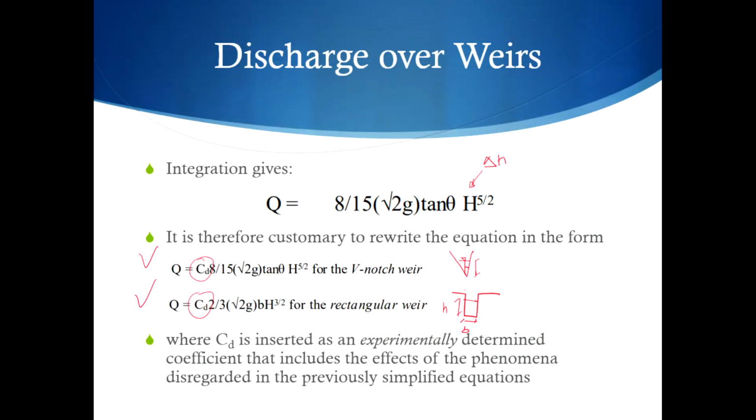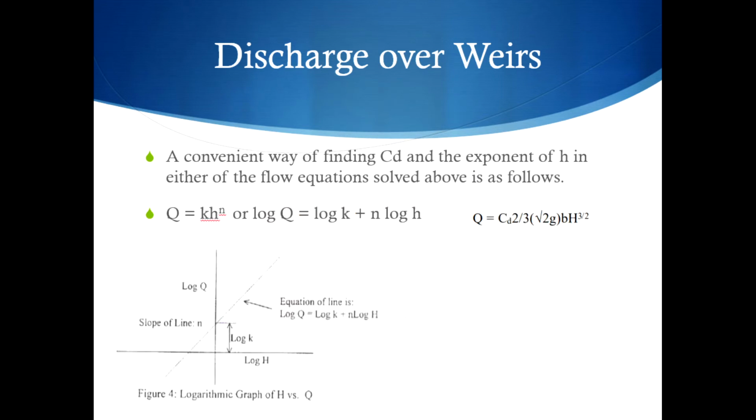So since we can calculate our flow rate, then we can also try to find a way to calculate the CD. A way to calculate the CD is to find the exponent of h in the flow equation solved above, as follows. So we have this new equation, Q equals K multiplied by h to the power of n.